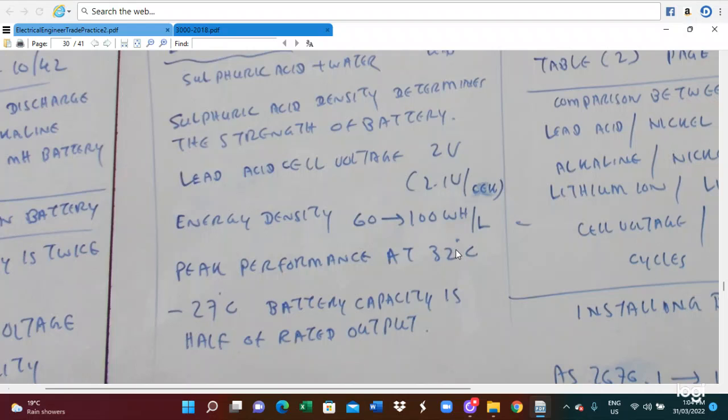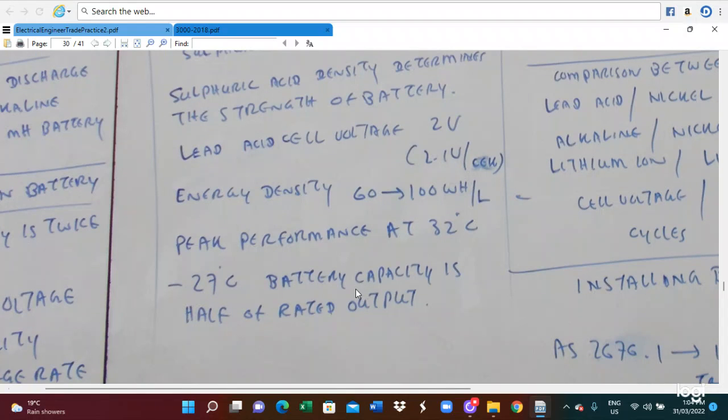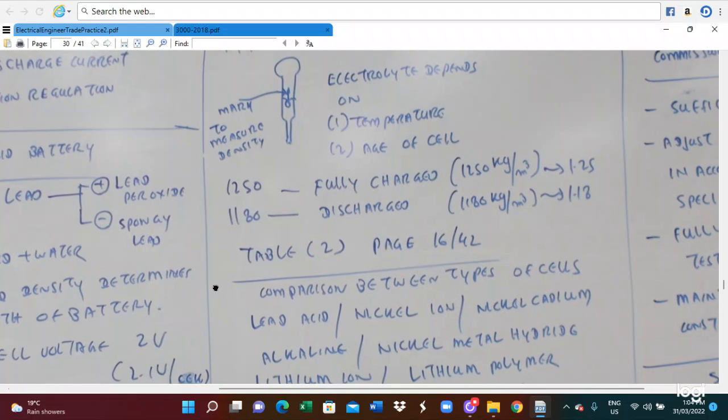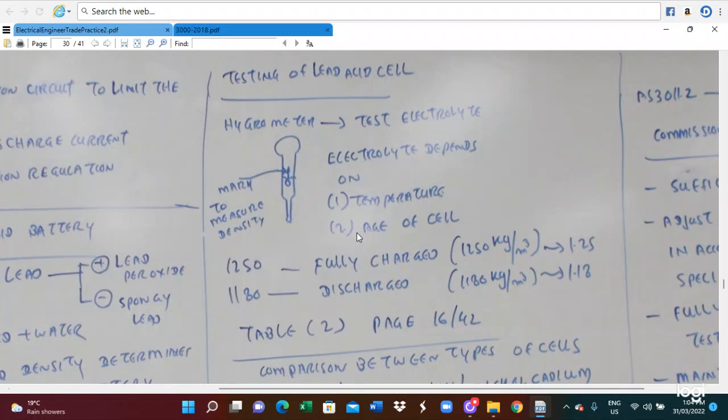Peak performance is at 32 degrees centigrade. At 27 degrees centigrade, the battery capacity is half at the rated output. So this is the way we use it. Also, we have to test the lead acid cell. We use a hydrometer to test the electrolyte, which depends on the temperature and the age of the cell.